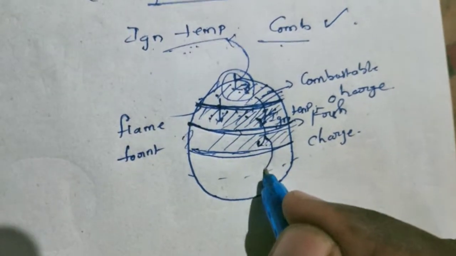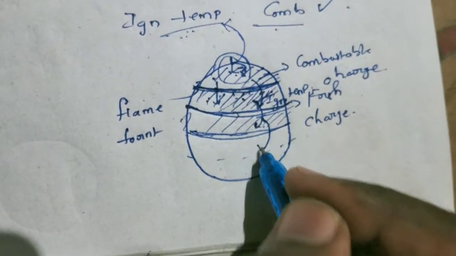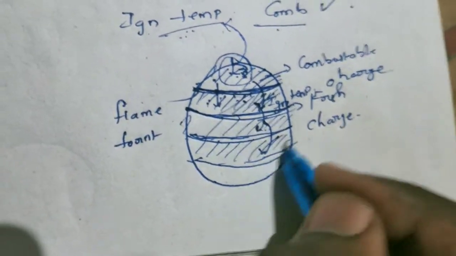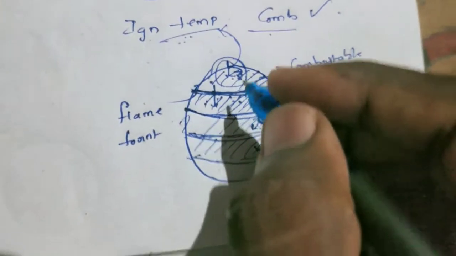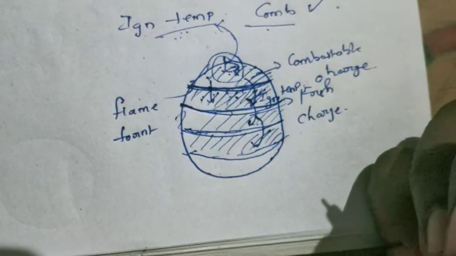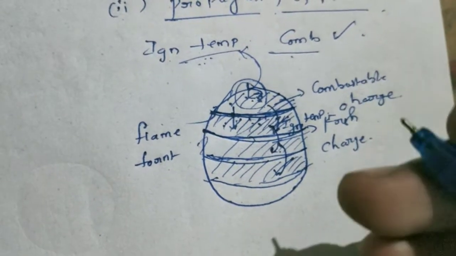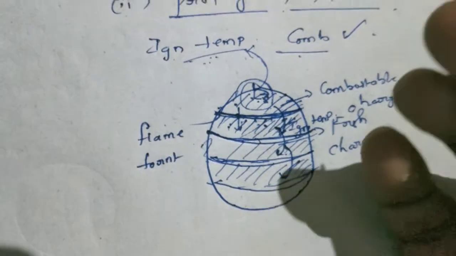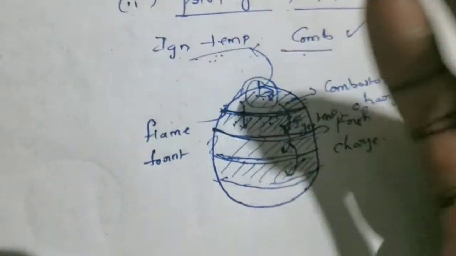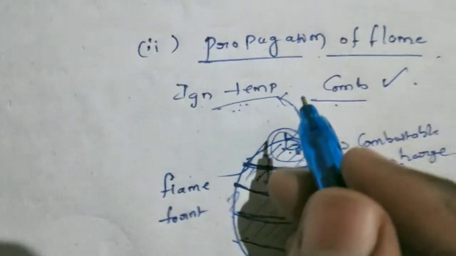After that, the heat is transferred from the combustible charge to the fresh charge. Then it forms the flame front. This becomes combustible. This is the way the combustion takes place and is completed. This is how the flame is propagated to the neighboring layer: it transfers the heat, reaches the ignition temperature, becomes combustible, and forms another flame front, and another, and another. This is the way the flame is propagated.